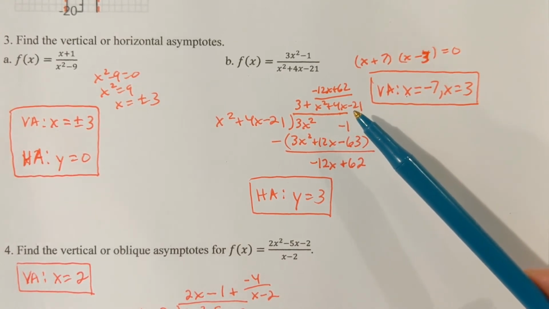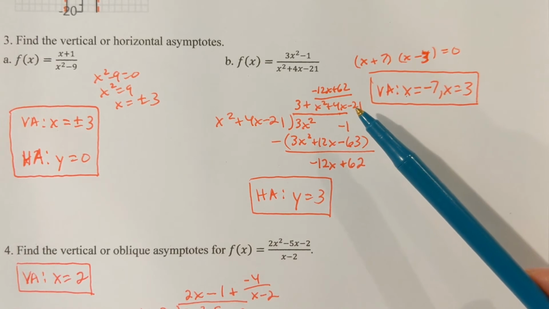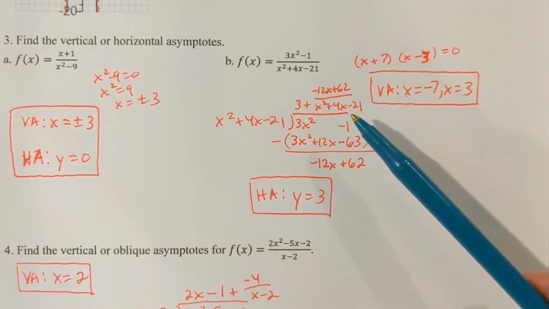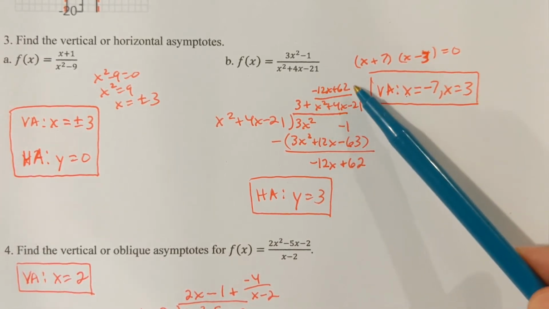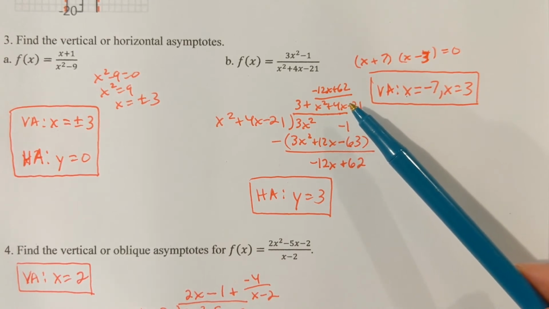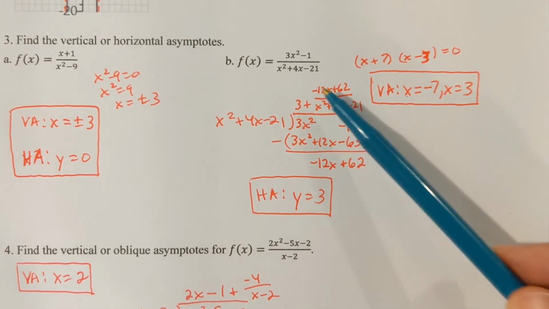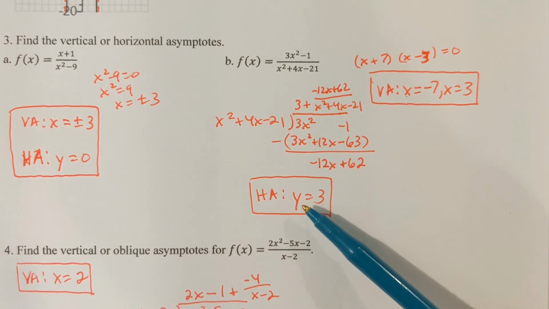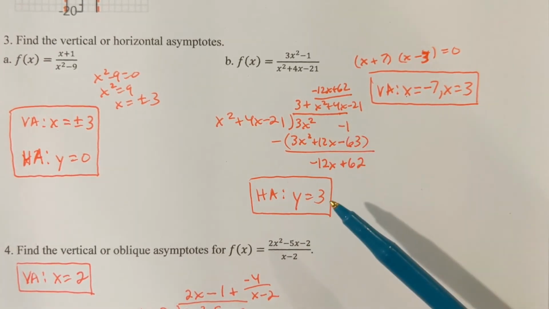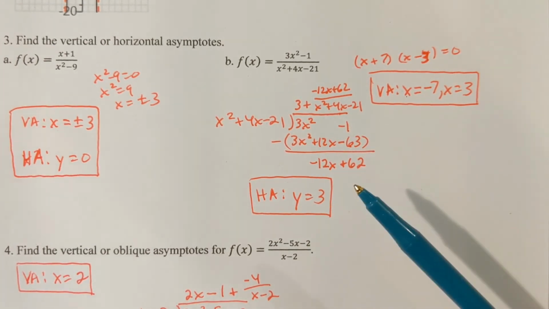Now, after you're done dividing, you've completely divided, you're going to disregard the leftover here, and then you're going to write as an equation y equals whatever information is to the left. So y equals 3 would be the equation of the horizontal asymptote.